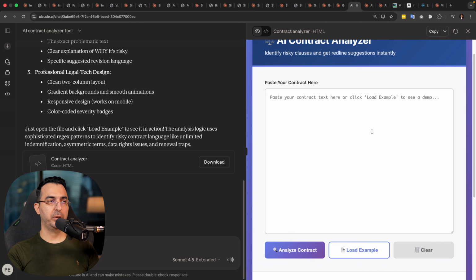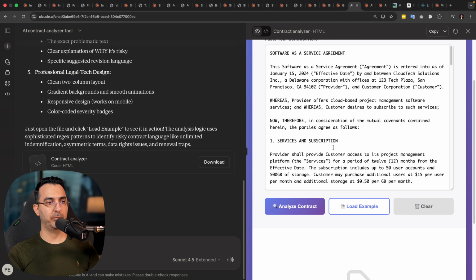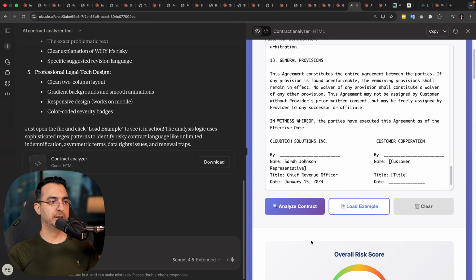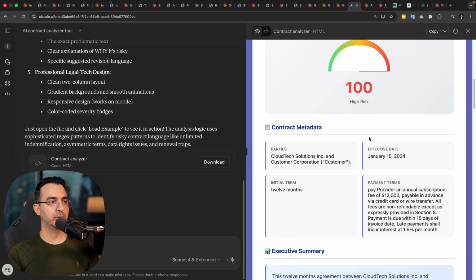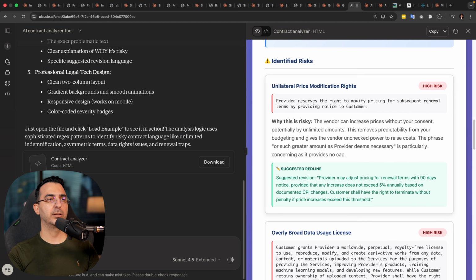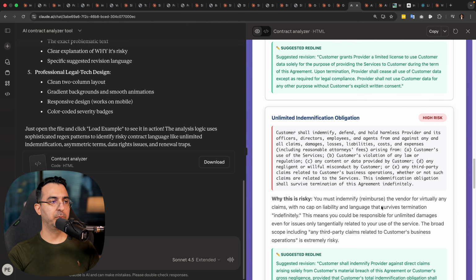So we can come here and paste a contract and analyze it, or load an example, which obviously has an issue. And then it will analyze it for us and tell us how risky it is. For example, this is Sonnet 4.5. And as you can see, it has 100% risk in it. And then it will analyze it. It will tell us where the problems are and why this is a problem and what we should do with it. Okay. So here it found some issues.